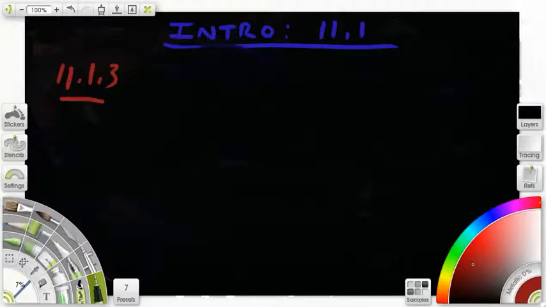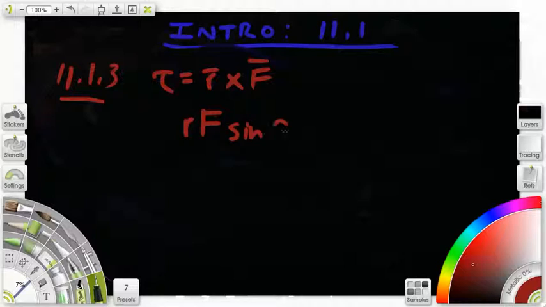This kind of problem is a relatively quick problem. We just use the definition: torque is equal to R crossed with F. And then remember that the magnitude of a cross product is again equal to the magnitudes of the vectors times sine of the angle between them.